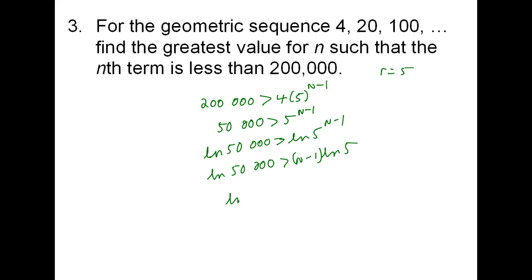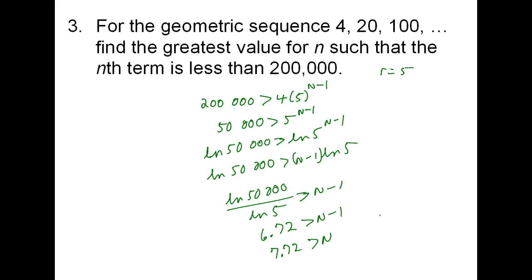Dividing both sides by the natural log of 5, natural log of 50,000 divided by the natural log of 5 is greater than n minus 1. We said that this was 6.72, I believe, which is greater than n minus 1. So we add 1, 7.72 is greater than n. The first integer less than 7.72 would be n equal to 7.